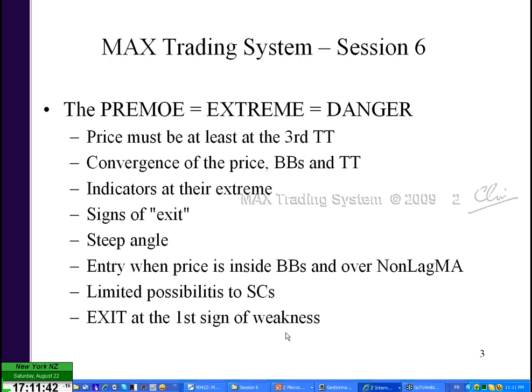And so you have a weakness, you exit. You do not hesitate to exit, because as you are trading a counter trend, you may always have the possibility for the price to bounce off and resume the trend.